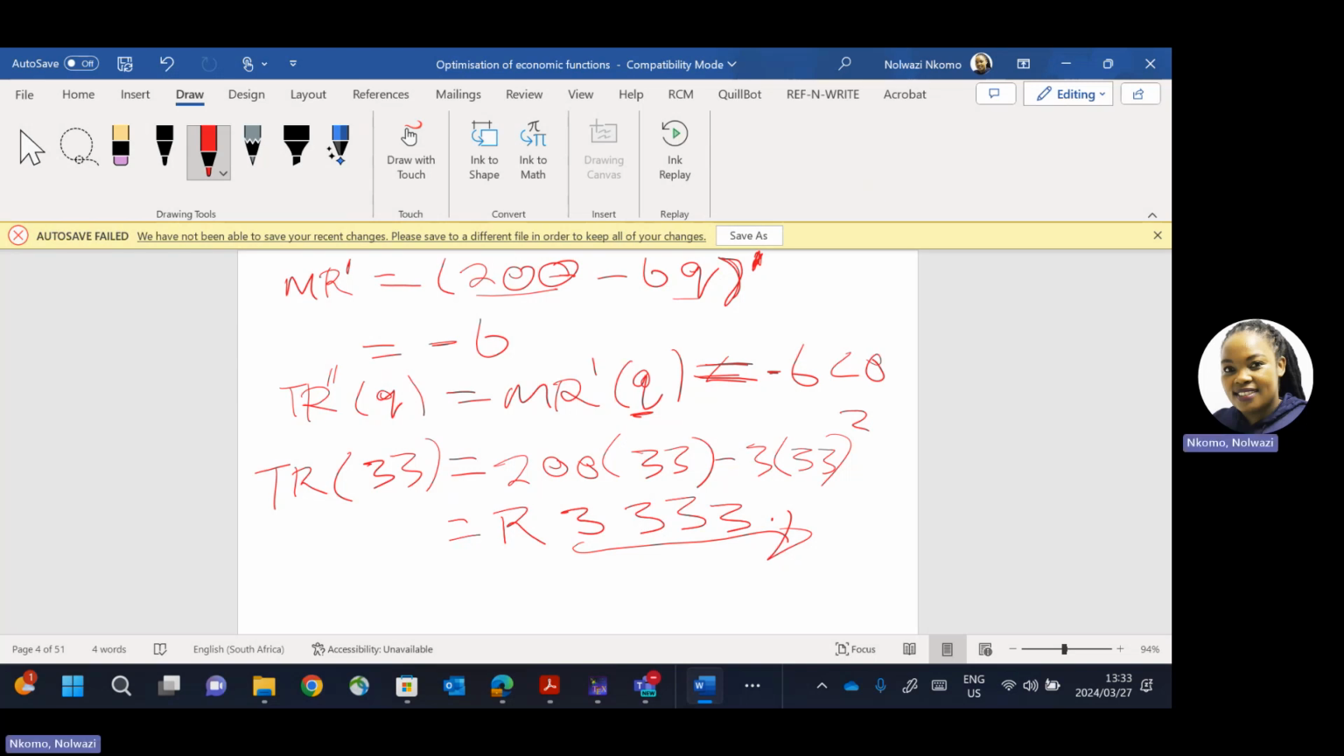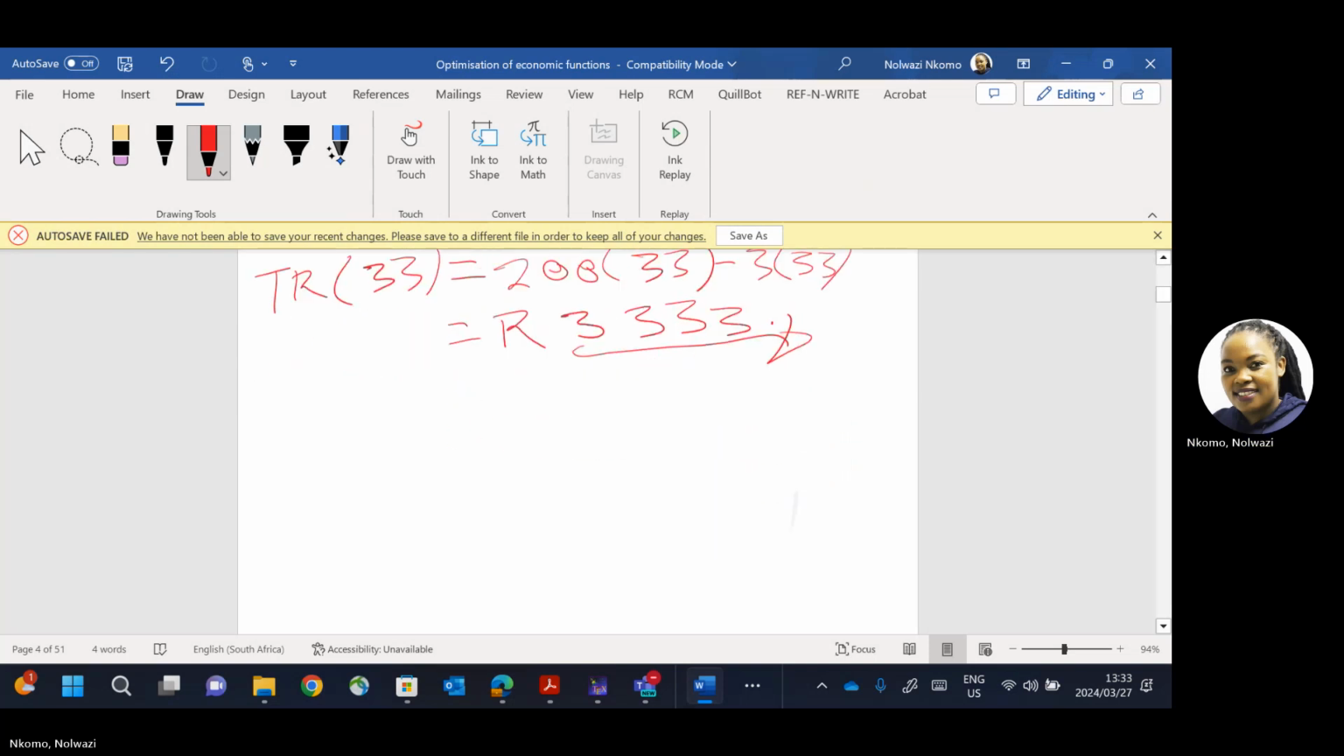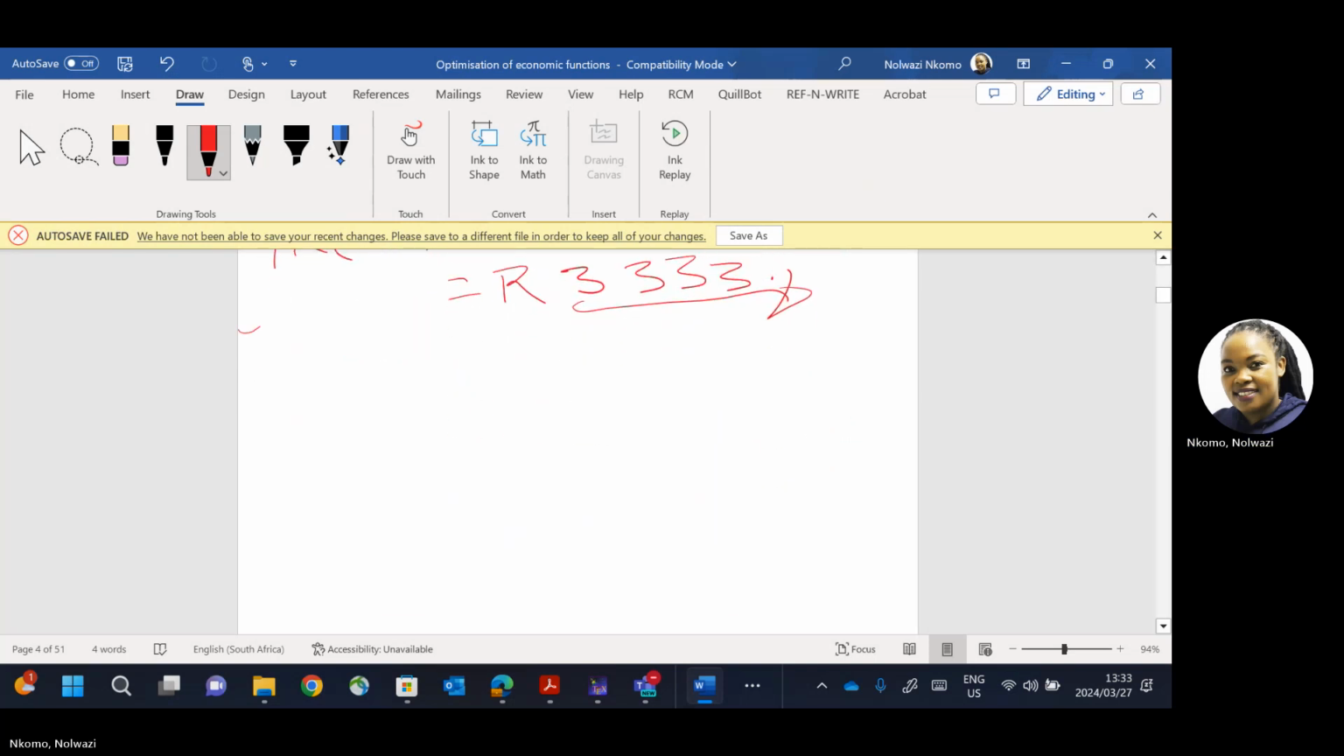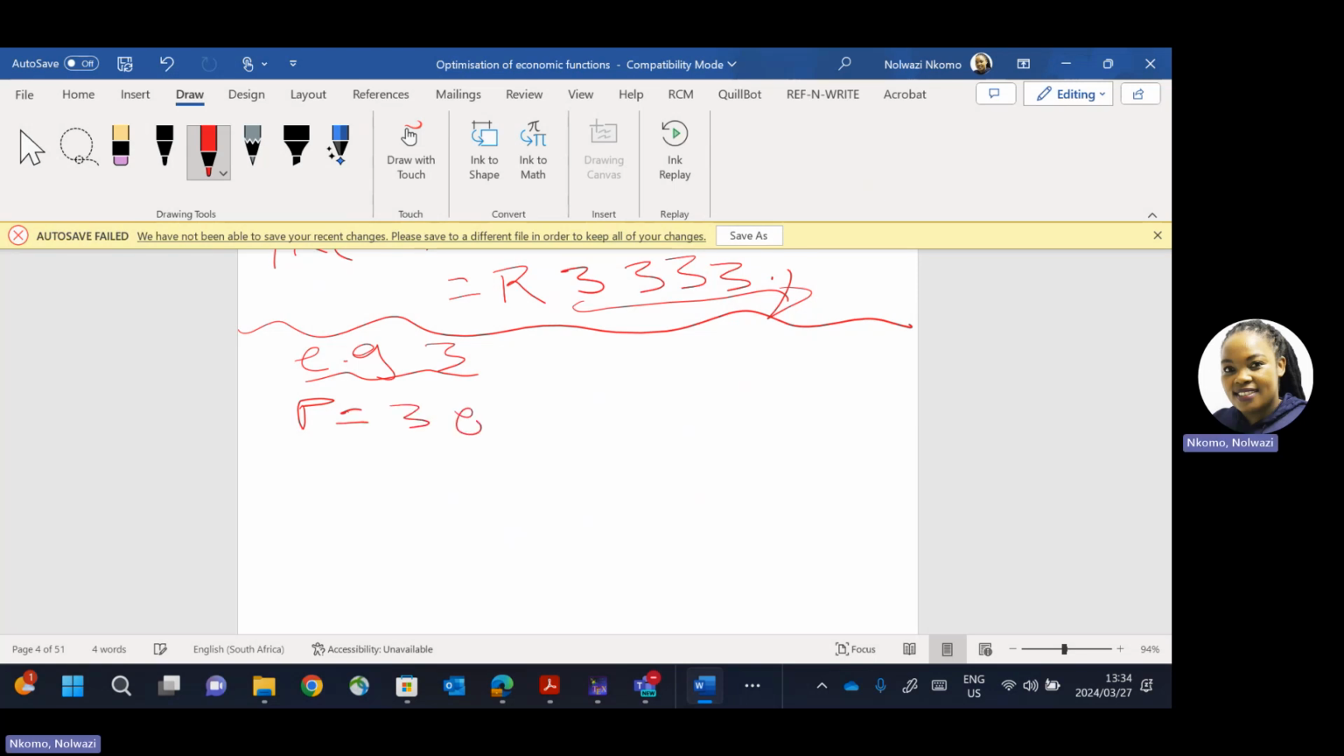Let's do another example. Okay. Suppose, this is example 3. Okay, this is example 3. Suppose you are given a demand function as P equals 30 minus 5 ln Q. Okay, this is your demand function, right?